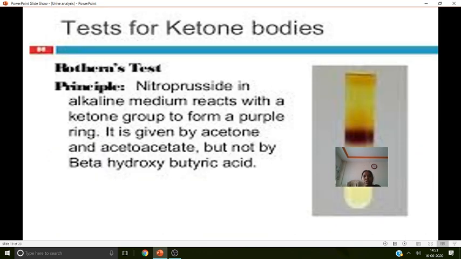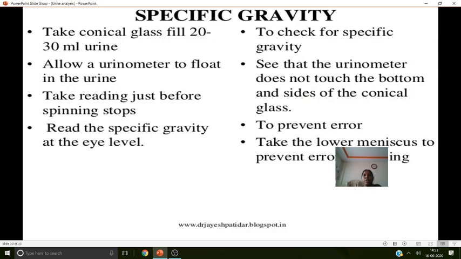So here, Rothera's test: alkaline reacts with a ketone group to form a purple ring. It is given by acetone and acetoacetic acid, but not by beta hydroxybutyric acid. So these are some of the old tests which we do in test tubes. But nowadays we have strip reagents, a strip test. So there is not that much of a problem. We can just dip the stick, then observe the color changes so that we can indicate whether it is positive or negative.